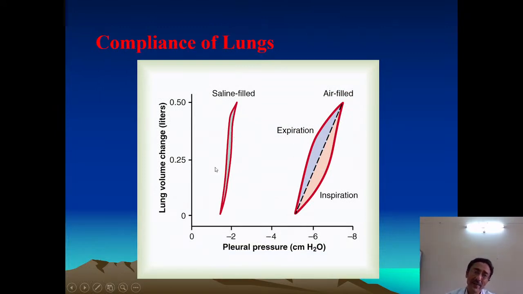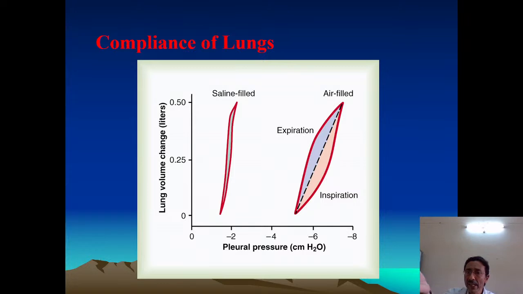Now this is also an alveoli, and in this alveoli there is no air present. There is only saline present. Now you see a slight change in the pressure causes a saline-filled alveoli to expand so rapidly that the volume changes from 0 to 0.5, that is 500 ml. A slight change in the pressure is sufficient to increase the volume of the alveoli from 0 to 500.